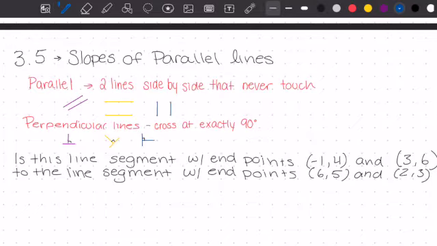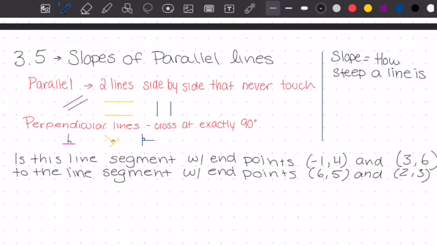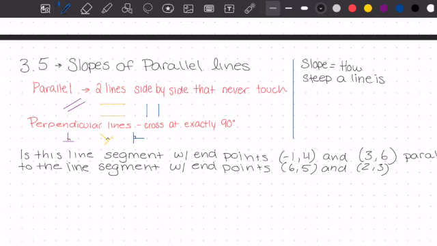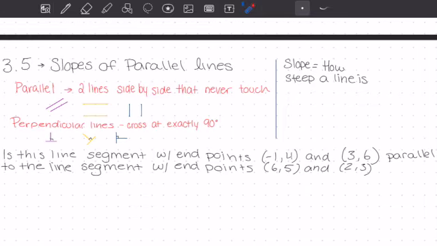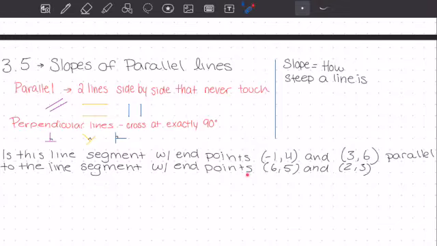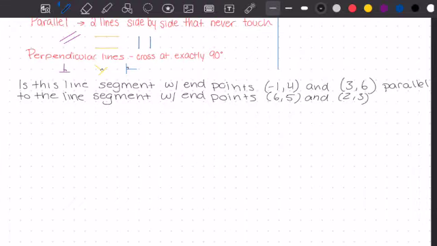Slope, again, just so that we remember here, slope is how steep a line is. Okay? So if we go back down to this question here, it says, is this line segment with endpoints -1, 4 and 3, 6 parallel to the line segment with endpoints 6, 5, and 2, 3? So let's draw a graph so that we can see what this question is telling us first.